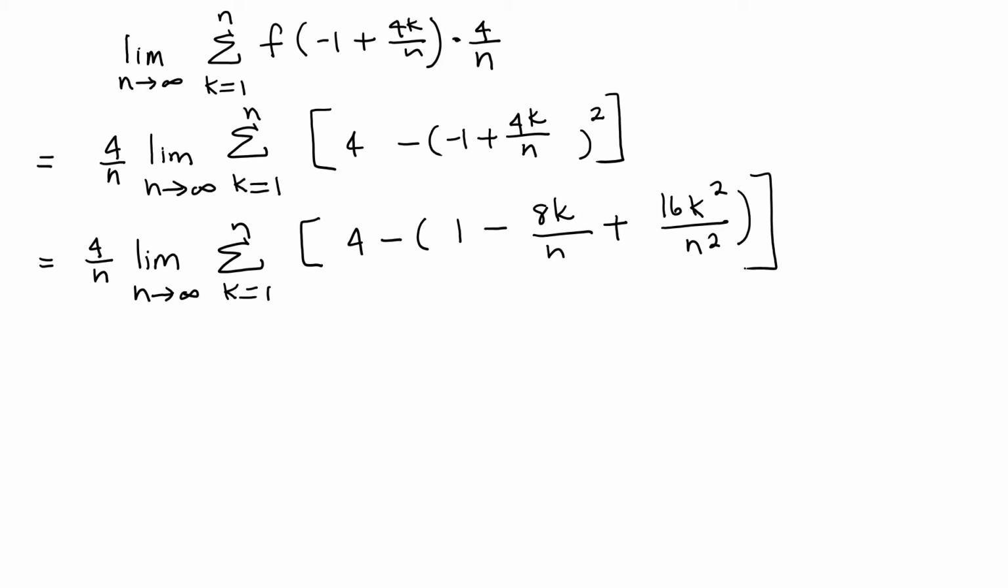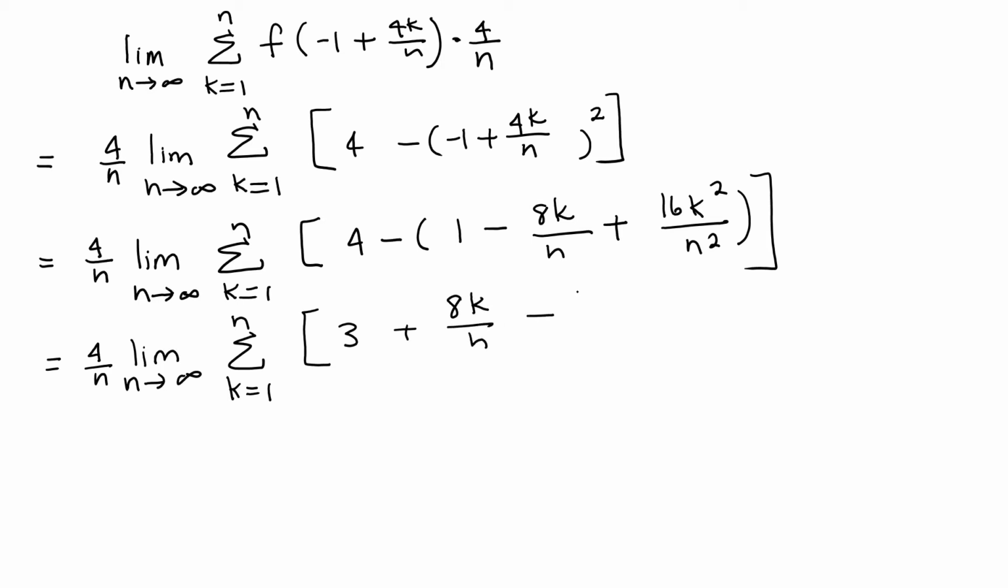Let's do the subtraction in the brackets. 4 over n, the limit as n approaches infinity of the summation as k goes from 1 to n. 4 minus 1 is 3. Then distribute that negative to the remaining terms. That'll give plus 8k over n minus 16k squared over n squared.